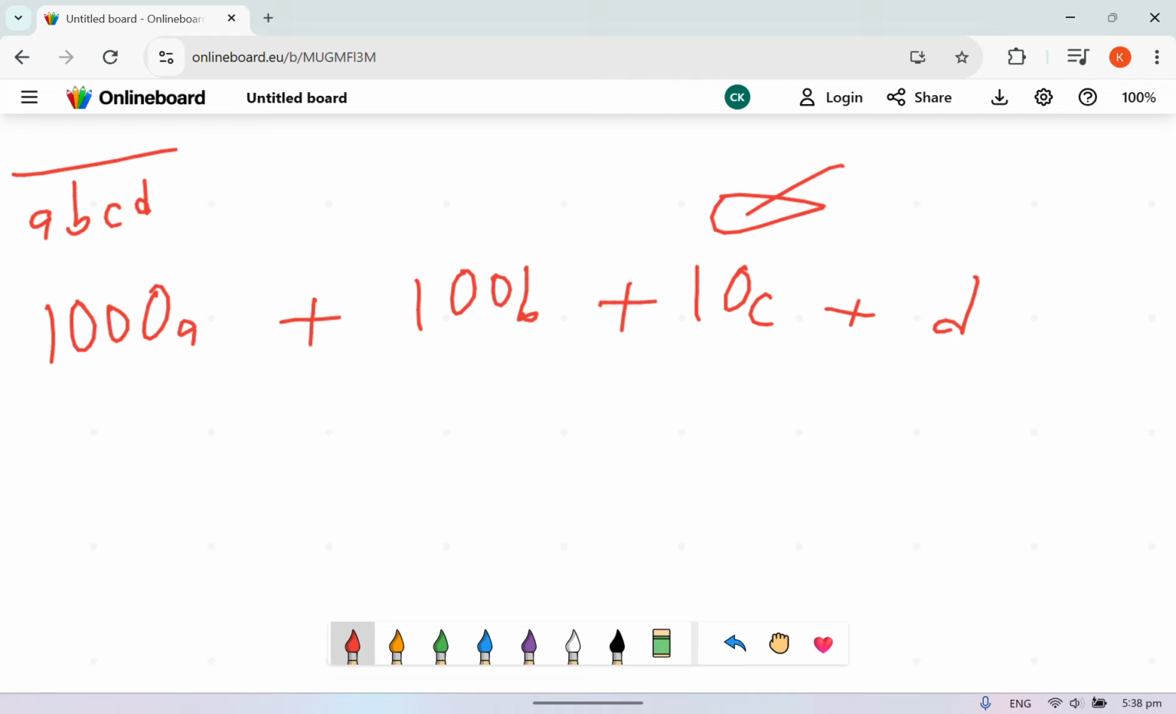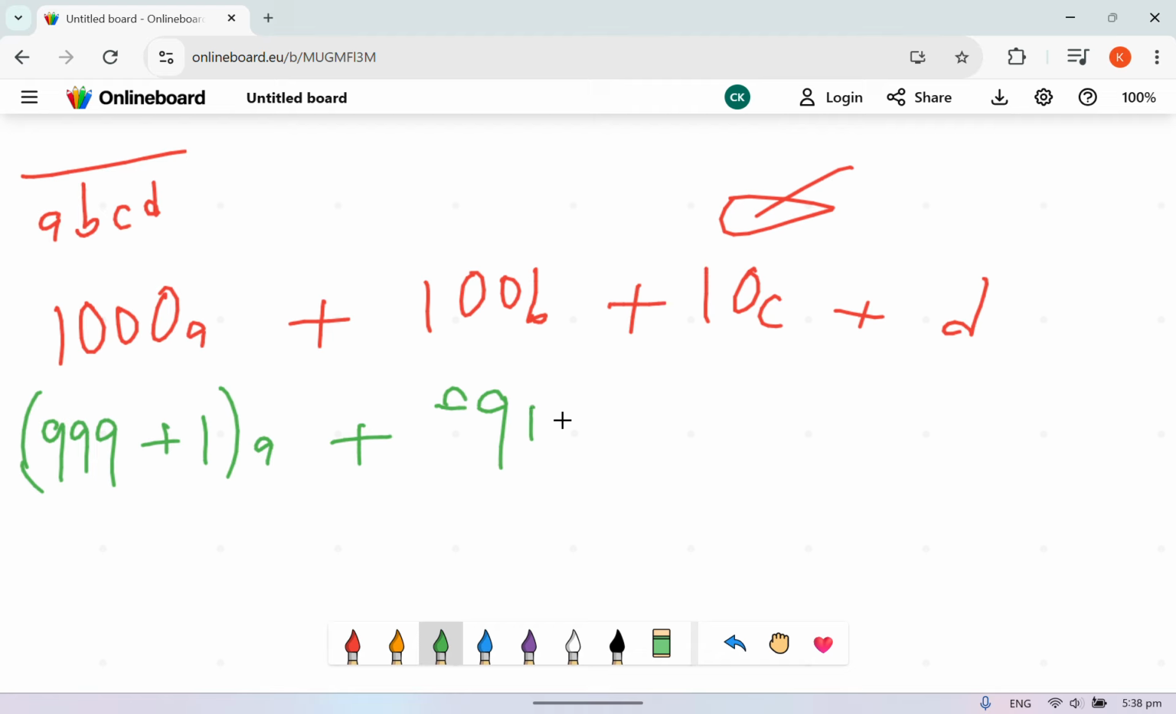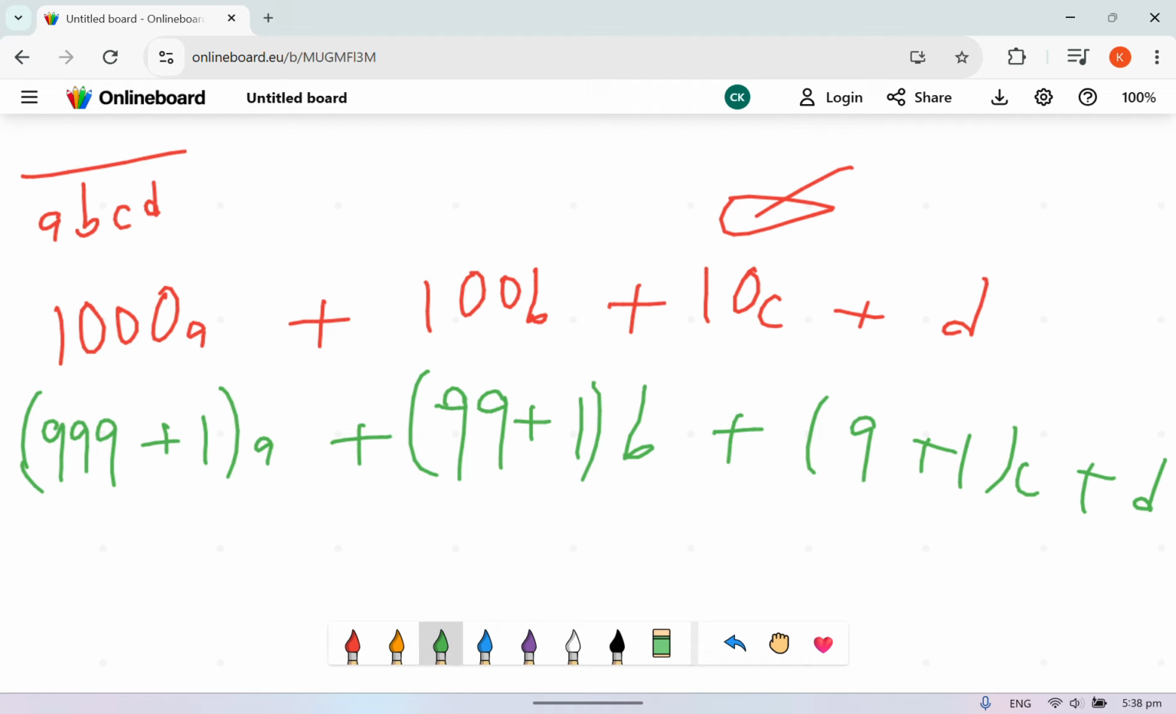Let us break up 1,000 into 2 pieces: 999 plus 1. 99, sorry, plus 1. B: 9 plus 1, C, and just D. Okay, now, let's expand. I'm pretty sure you guys know what's the expansion, right? Sure. It's this distributive law. I'm pretty sure you guys know.